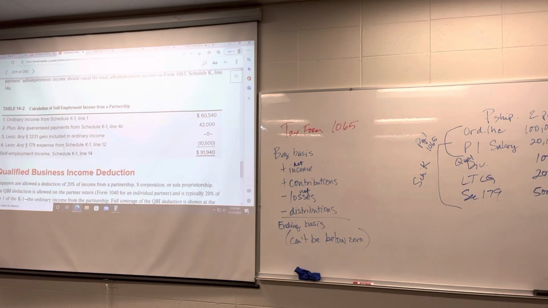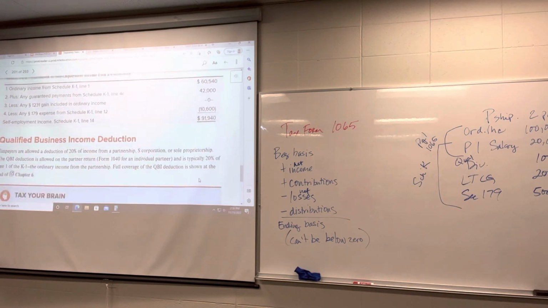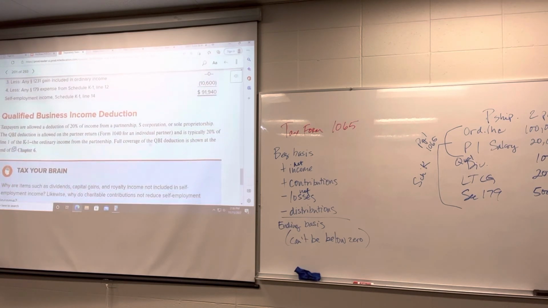So this is how it would be calculated. The ordinary income would be subject to self-employment tax. The guaranteed payments would be subject to self-employment tax. The Section 179 expense would reduce self-employment tax. Because remember, if that were on the Schedule C, as a self-employed individual, you would get a deduction for it. Partnerships are eligible for the qualified business income deduction as well.